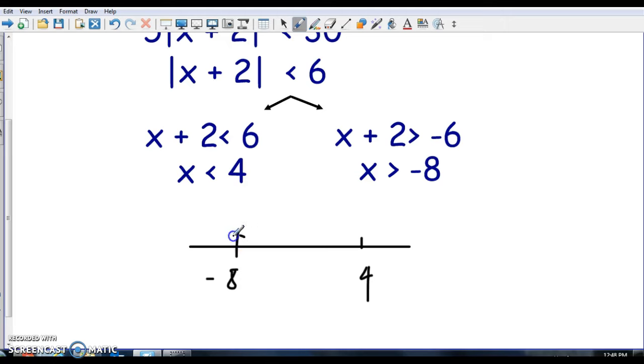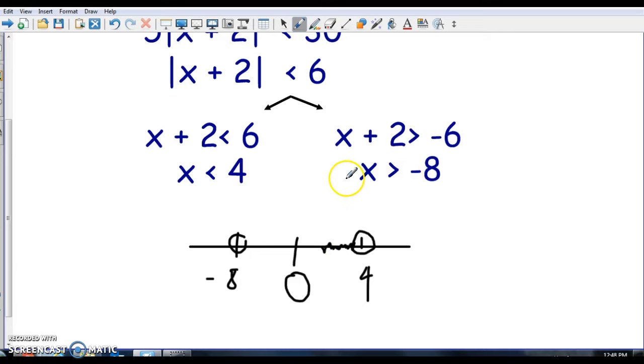See, they're both open dots. And then I'm going to put a number in the middle, so I'm going to choose 0 again. It's just an easy number to use. So this one on the left, I'm going to put 0 in for x. Is 0 less than 4? That's a yes, so from my 4, I'm going to shade towards my 0 since it was a yes.